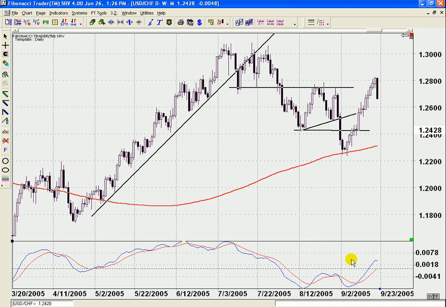So, very nice divergence on a daily chart. The divergences on a daily chart are extremely powerful, but you need to go down your smaller time frames in order to get a close-up and refine your entry.